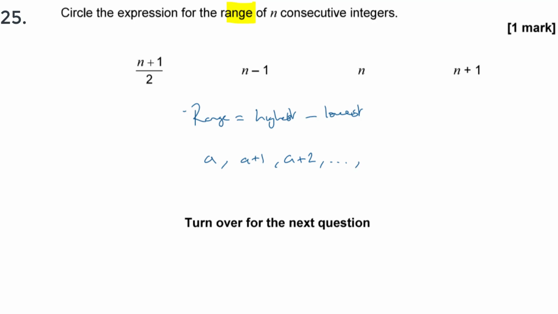Now what's my last number going to be? Now it's not going to be a plus n, because that means I would have n plus 1 numbers, so it's got to be a plus n minus 1, giving me n numbers altogether. Okay, so then if I take my highest number, a plus n minus 1, and take away my lowest number, a, then my range is going to be a plus n minus 1 take away a, which is n minus 1. So it's that one there.